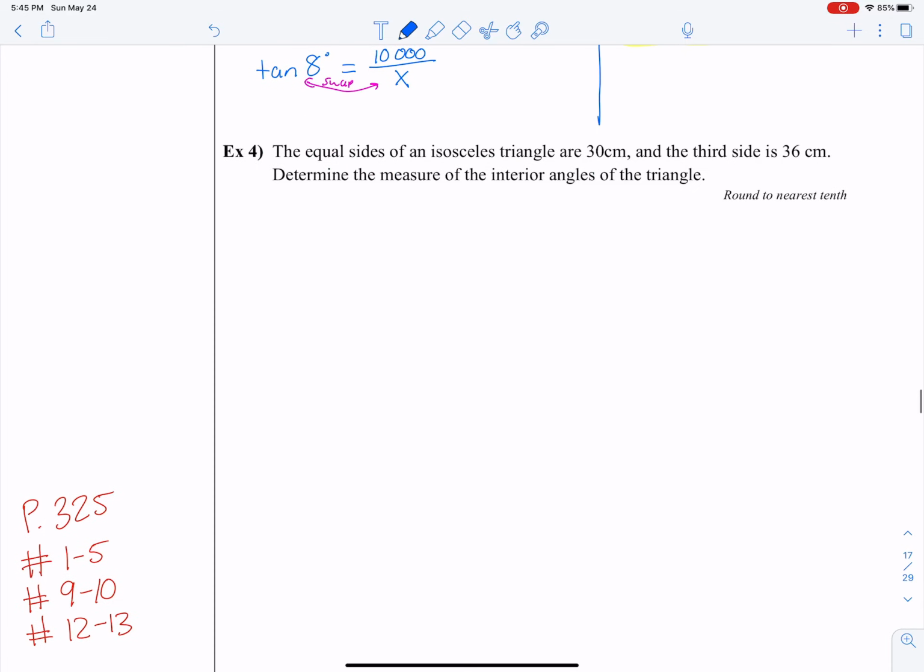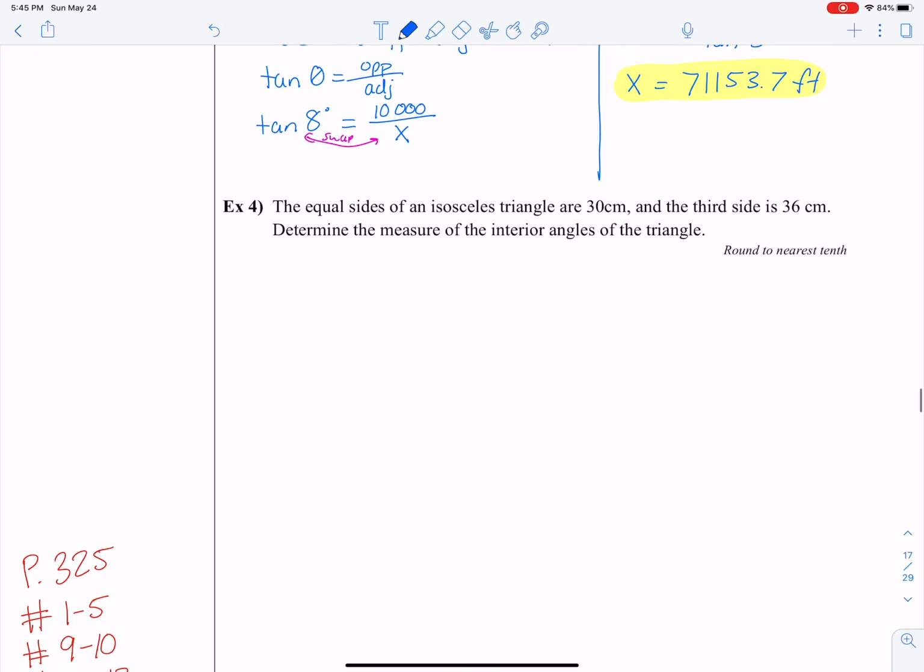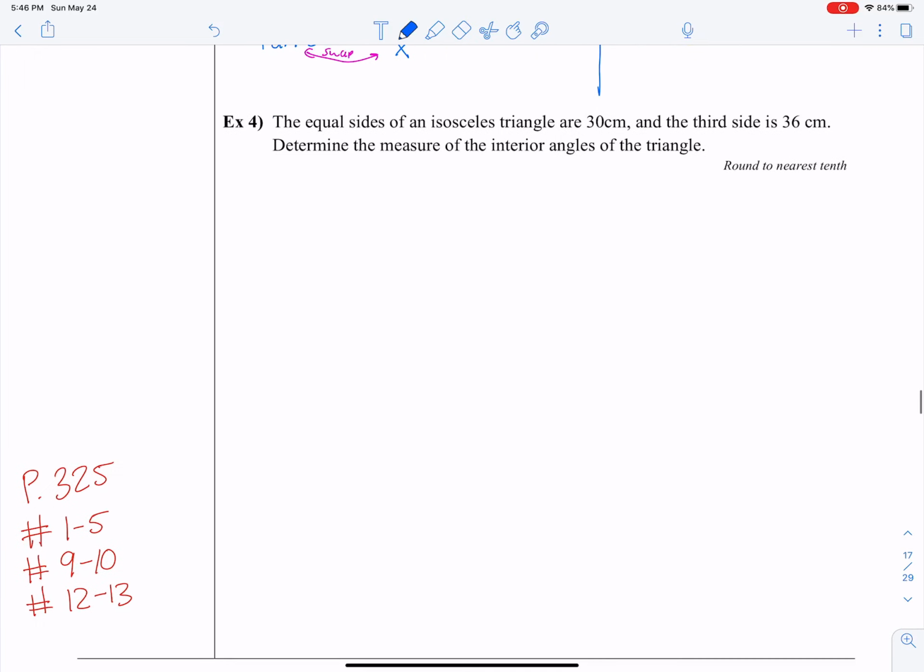All right, last question. The equal sides of an isosceles triangle are 30 centimeters, and the third side is 36 centimeters. Determine the measure of the interior angles of a triangle. All right, so this one's a little bit trickier. So let's draw our triangle.